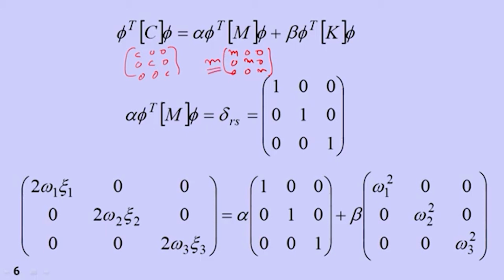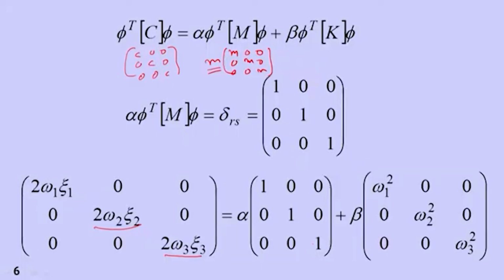So for the C by m term, if I divide all these terms by m, C by m is 2 omega 1 zeta 1, 2 omega 2 zeta 2, 2 omega 3 zeta 3. So that is also there. How this has come, please refer to the single degree of freedom systems lecture. And here mass by mass will be 1 1 1 diagonal terms, and k by m will become omega 1 square, omega 2 square, omega 3 square, the corresponding natural frequencies of the mode shapes.